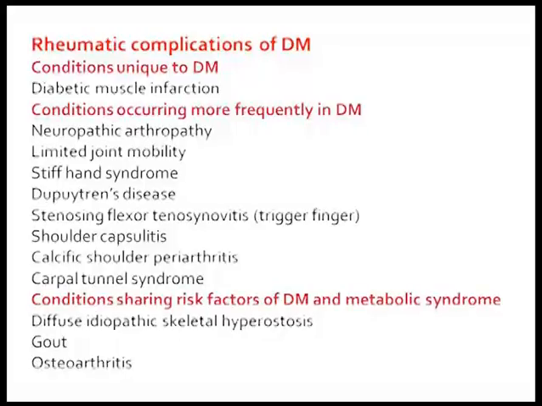There are certain conditions which occur more frequently in diabetic patients like neuropathic arthropathy, limited joint mobility, stiff hand syndrome, Dupuytren contracture, trigger finger, shoulder capsulitis, diabetic shoulder periarthritis, and carpal tunnel syndrome, and we'll discuss some of them in detail. And of course, there are certain conditions which share the risk factors both with diabetes and metabolic syndrome, like diffuse idiopathic skeletal hyperostosis or DISH, gout, and osteoarthritis.